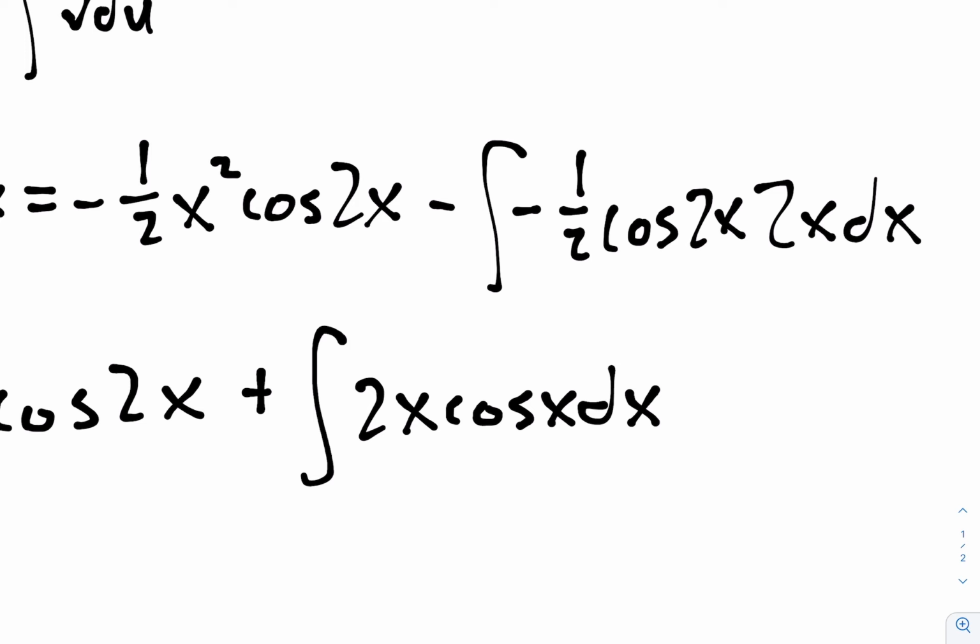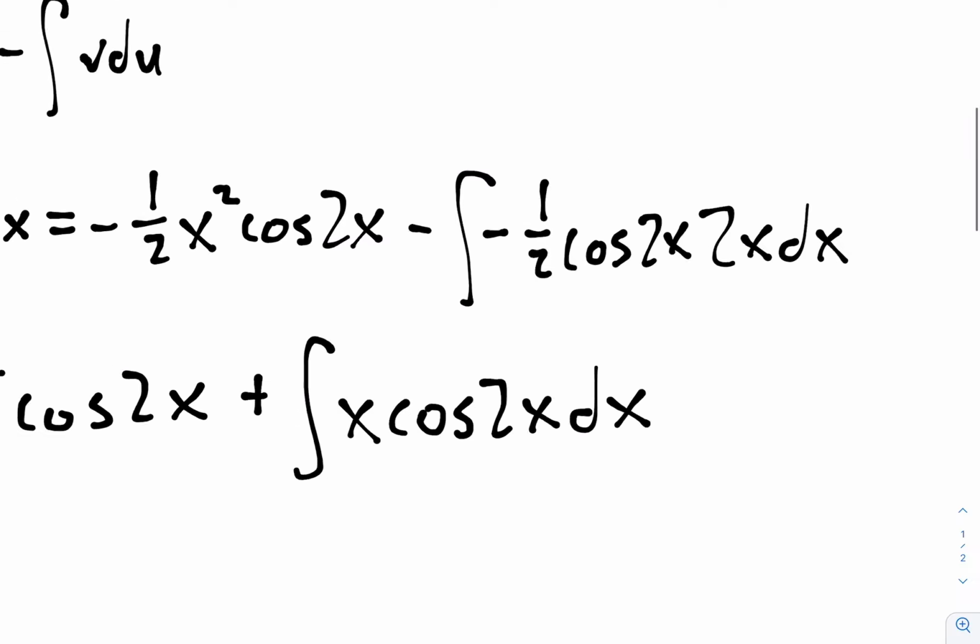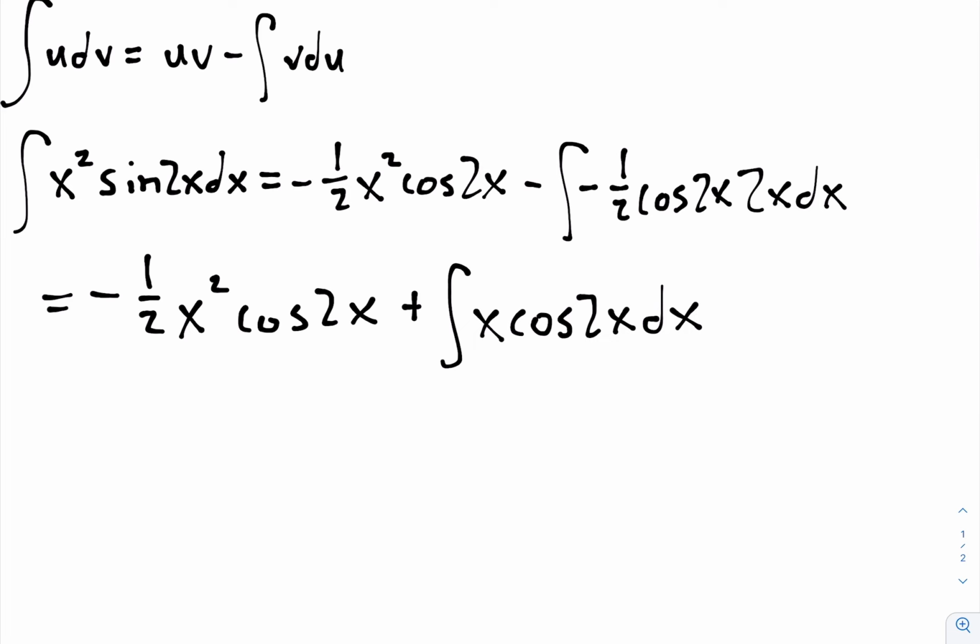Okay. Oh, actually, I made a mistake. That 2 is actually gone now. So it's just going to be plus the integral of x cosine 2x dx. And when you're doing integration by parts, always make sure that your integrals are getting simpler. Okay, so what we started with was x squared times sine 2x dx. Right now we have the integral of x times cosine 2x dx.